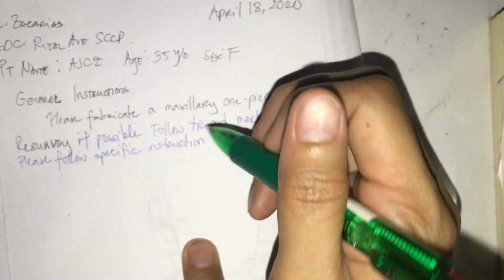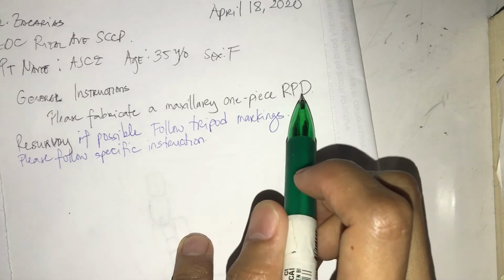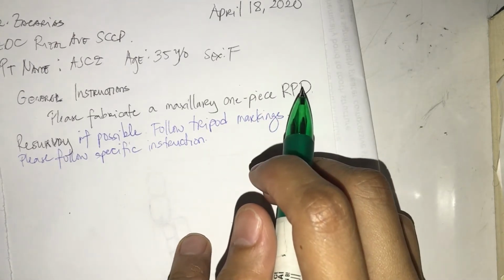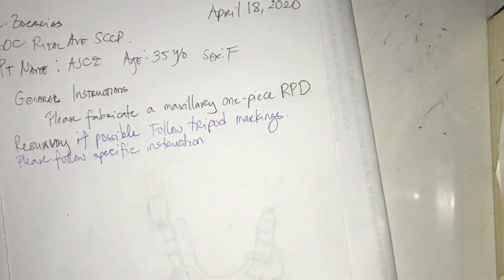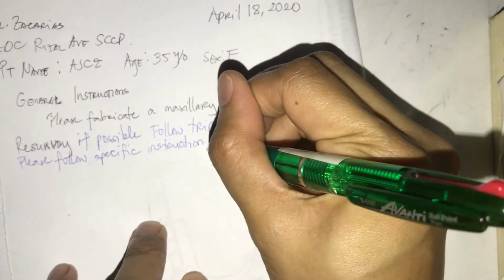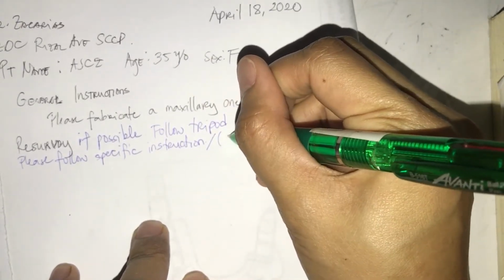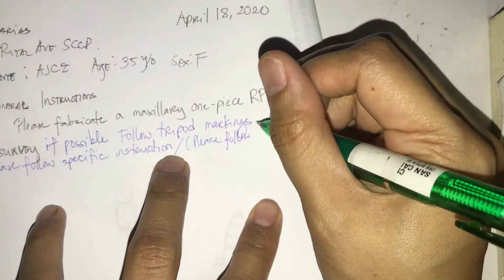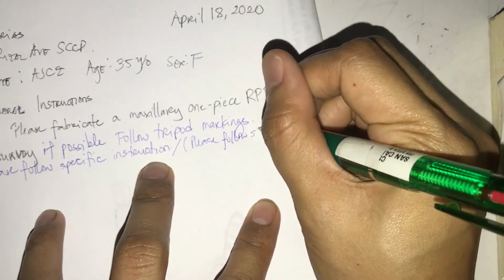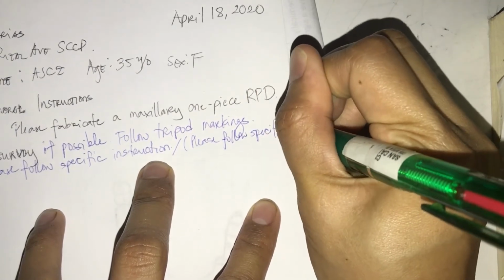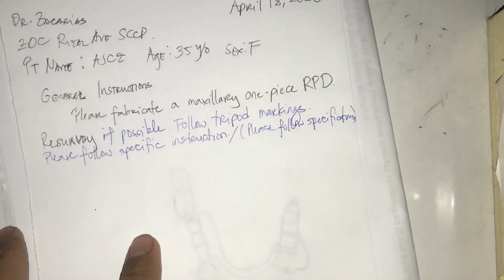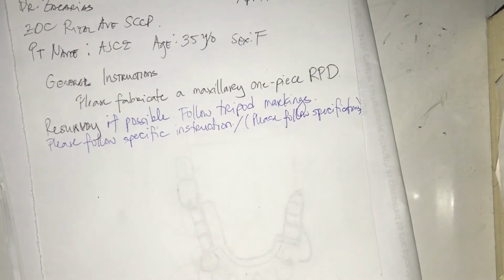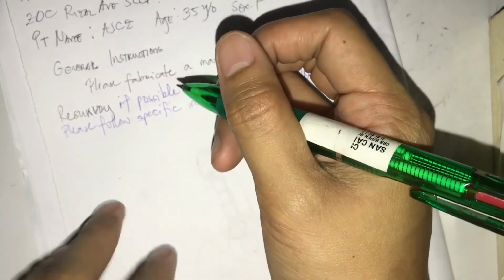Or you may also say, please fabricate a one-piece RPD or maxillary one-piece RPD with the following specifications. We just wrote, or no. Or yeah, you can just write or. This is or. Or please follow specifications. Sorry, my video cam is moving. So, what are the following specifications? You may write here specs, or specifications.